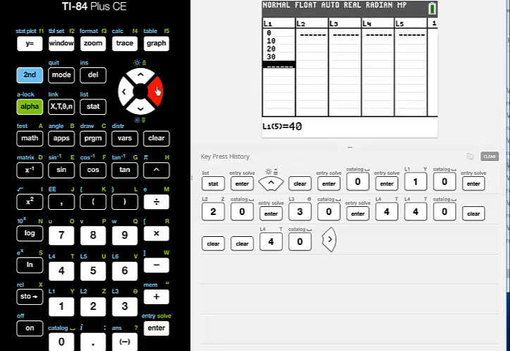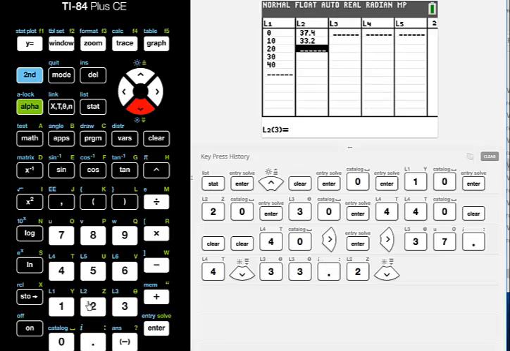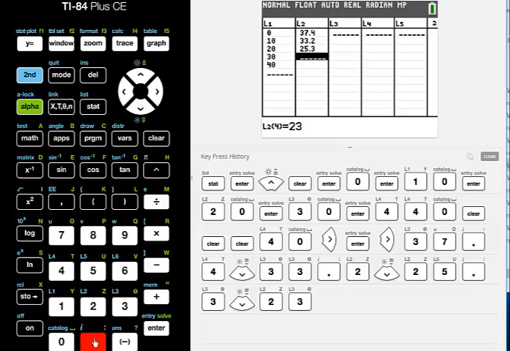And then I go over to the second list, use the arrow there, and put in the Y numbers for this problem, otherwise known as P numbers for us. Just get those right from the table. 37.4, 33.2, 25.3, 23.1, and 19.4.